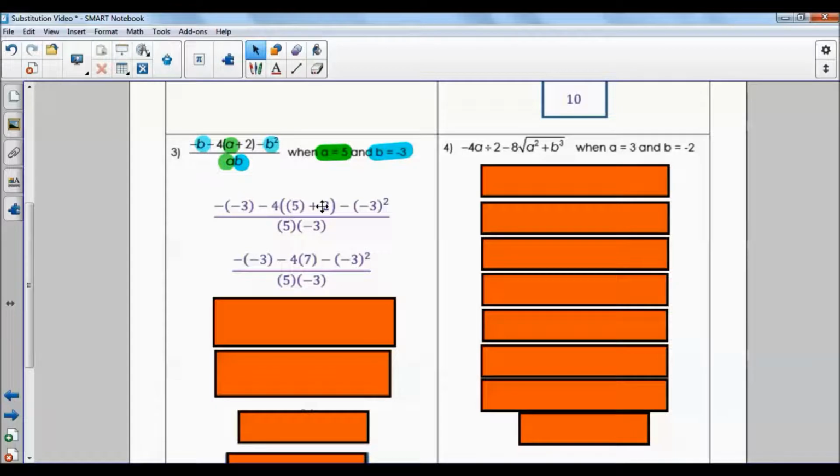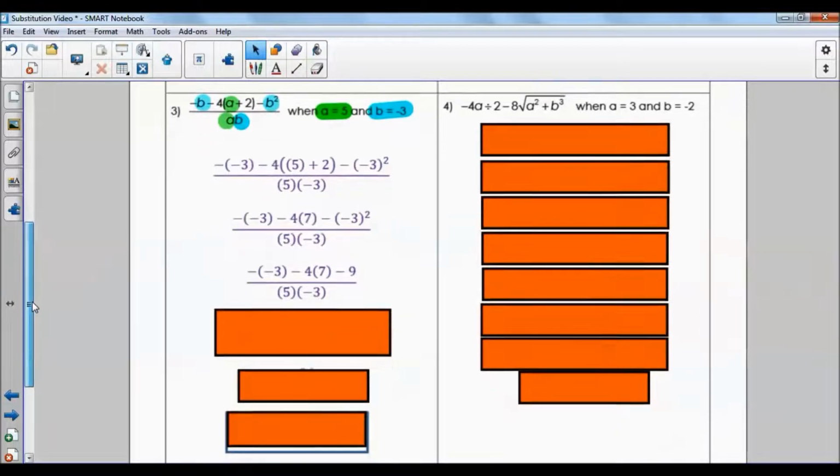So 5 plus 2 gives me 7, and that's all I changed from here to here. For my next one, we're going to simplify our exponents. -3 squared is 9, and we keep this negative out in the front. We don't want to lose it. This right here is positive 9, but we have this negative, so we still have to have the -9.